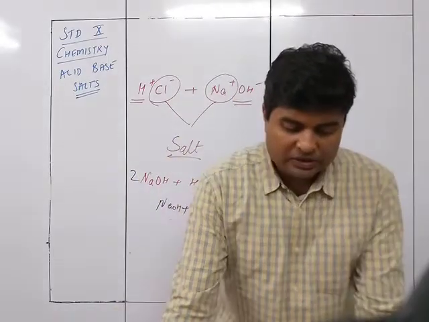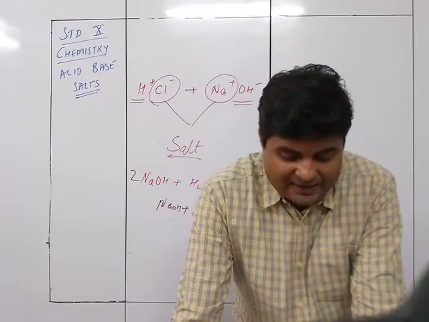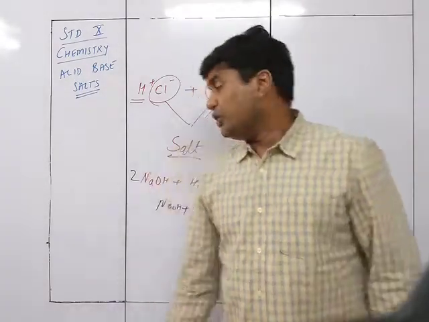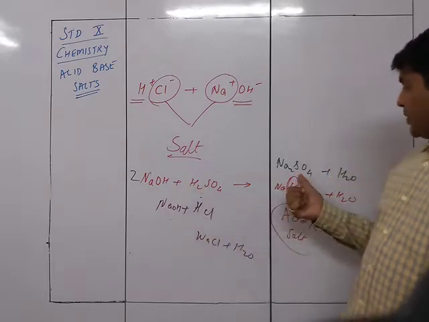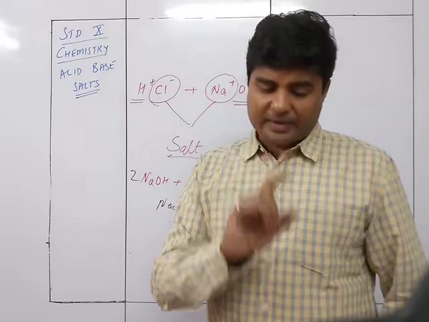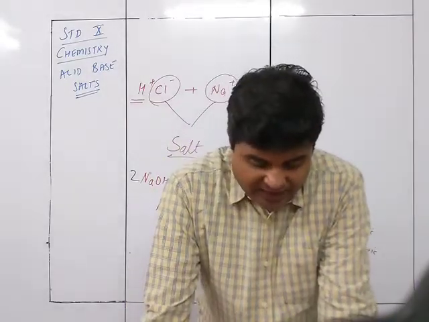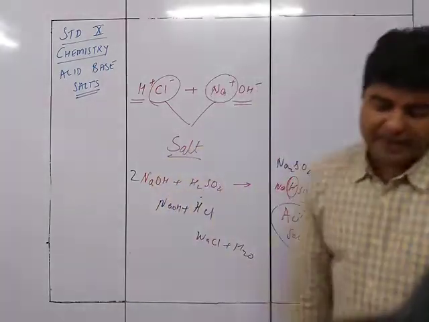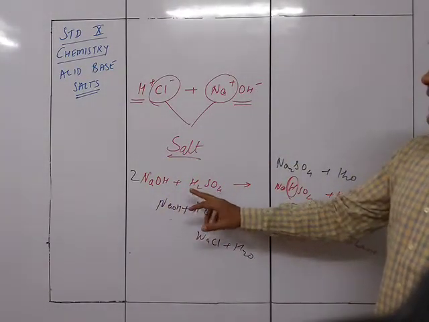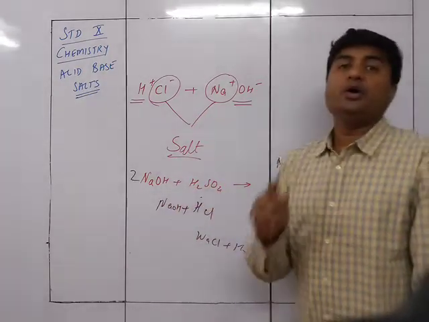The salts formed by complete replacement of the replaceable hydrogen ions of an acid molecule by the basic radical are called normal salts. So Na2SO4 will be a normal salt. There is no hydrogen atom inside that. Both H ions in the sulfuric acid are replaced by the metallic ion. Here both the hydrogen atoms are replaced by Na, and hence it gives me a normal salt.